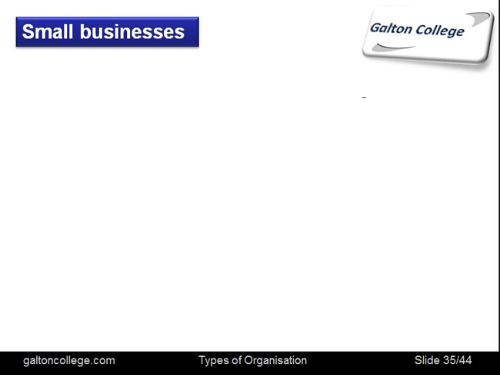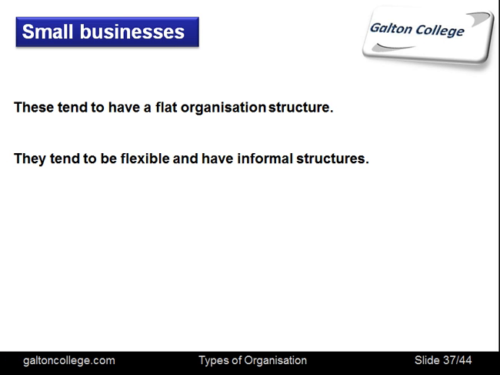Let's have a few words about small businesses. These tend to have flat organisation structures because they're small. They tend to be flexible and have informal structures. Flexible because the manager, who's perhaps the owner, is involved with the workers, and decision making can be done through consultation and with the involvement of the workers.